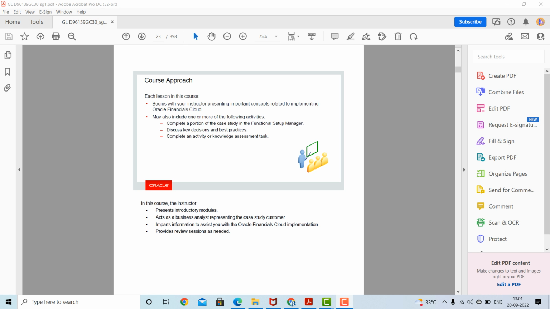We'll start with Oracle Finance Cloud. So we are starting with the topics. These are the lessons in the course. We begin with your instructor presenting important concepts related to implementing Oracle Financials Cloud. This may also include one or more of the following activities: complete a portion of the case study in the Functional Setup Manager.